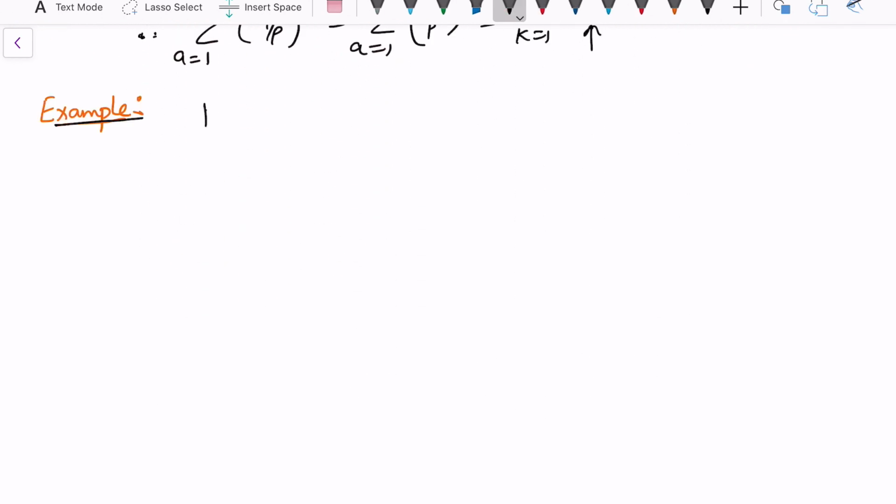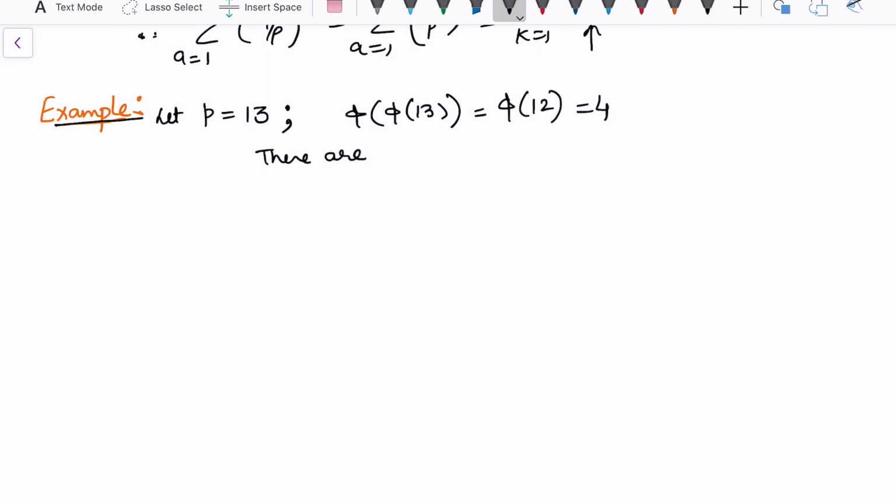In this example, let me consider the prime as 13, and 13 has 4 primitive roots. I can see phi of 13 is phi of 12, and phi of 12 is 4. So I can write it down, there are 4 primitive roots of 13. In this video I'm not calculating the primitive roots, I'm just writing them from my previous table. We have already done a lot of discussion on how to calculate the primitive roots, and the primitive roots are 2, 6, 7 and 11. These are the 4 primitive roots of 13.